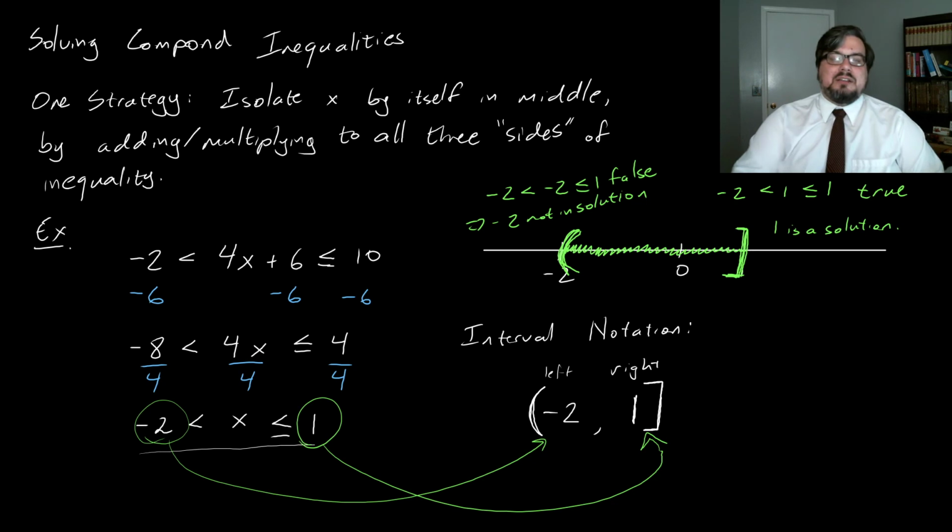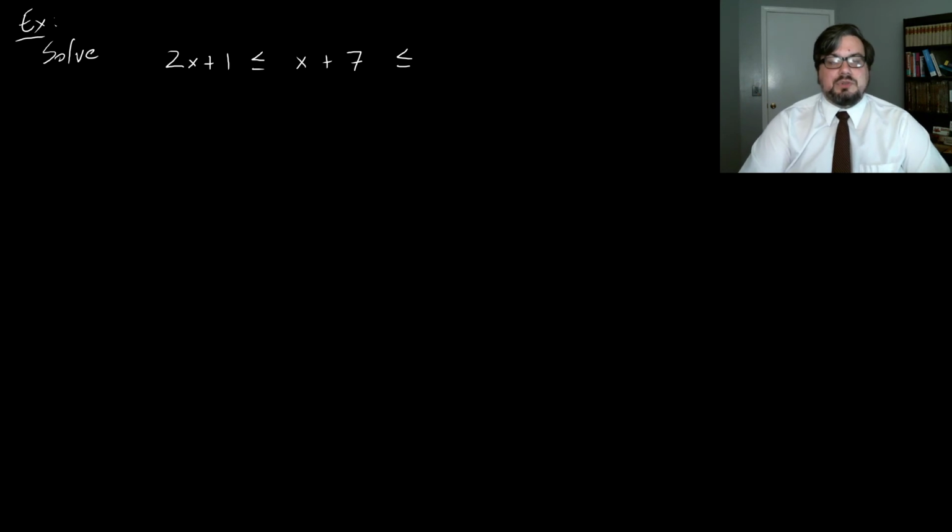Some types of compound inequalities don't submit to this, however. Let's look at the following. Let's solve the inequality 2x plus 1 is less than or equal to x plus 7, which is less than or equal to 4x minus 3.